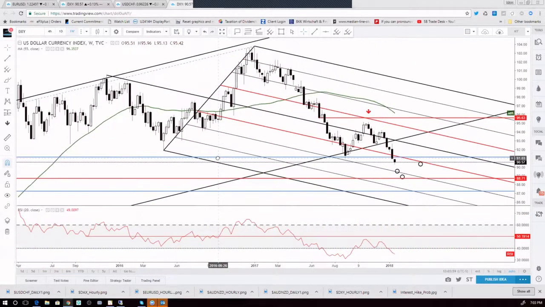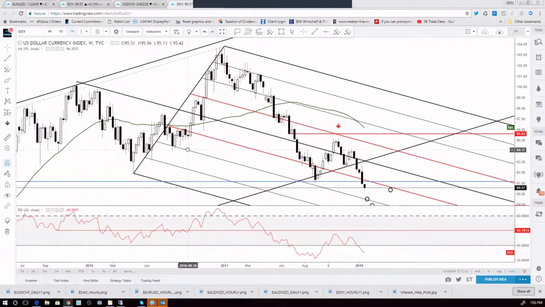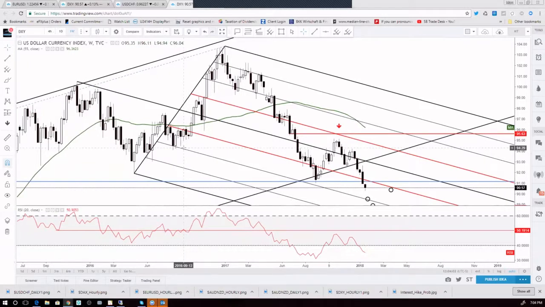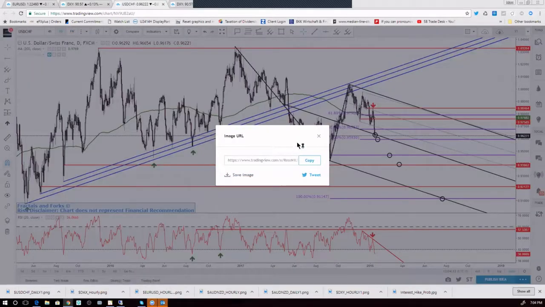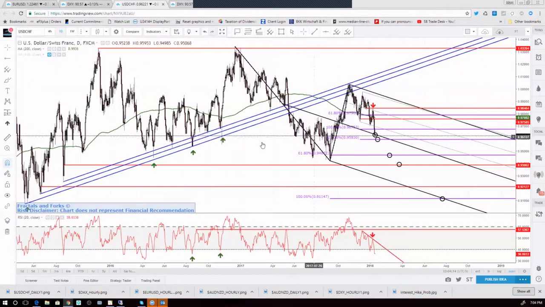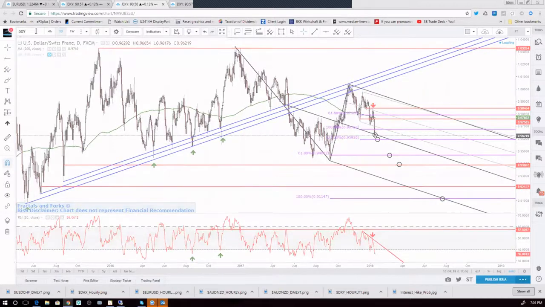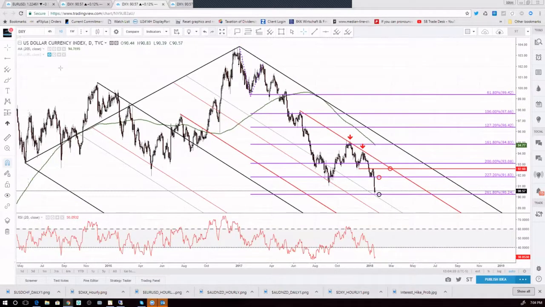So DXY, on a weekly, we broke down. There was a gap at the beginning of the week. We closed it by a pip, and I'm still looking lower. Everybody is thinking dollar strength coming in. I'm not too sure about that.